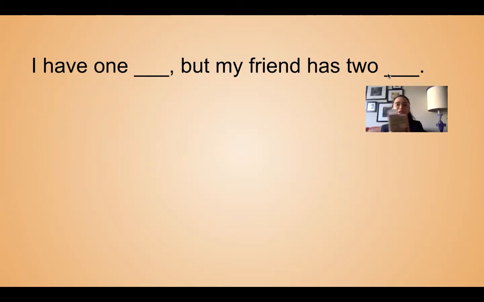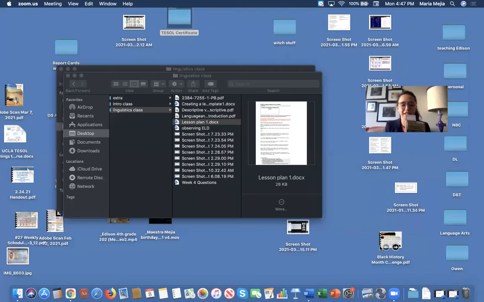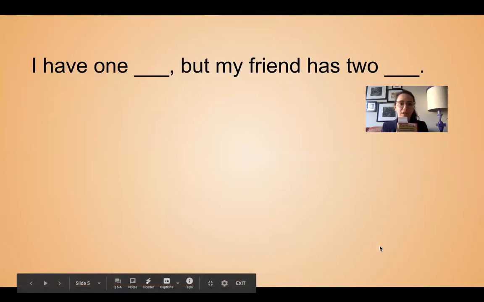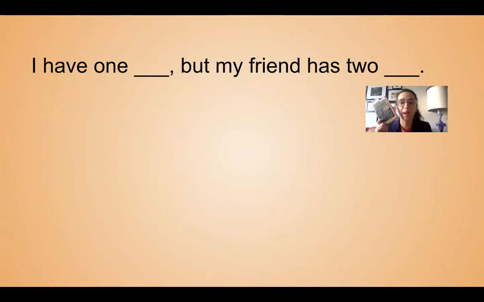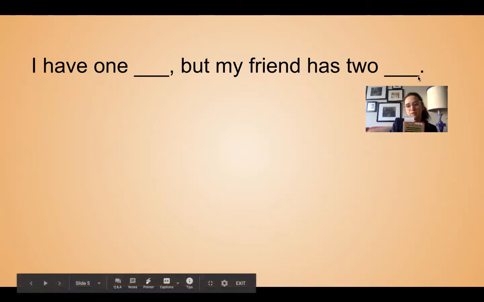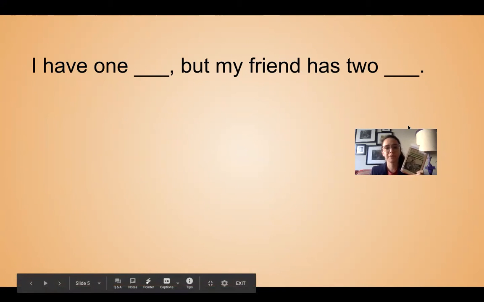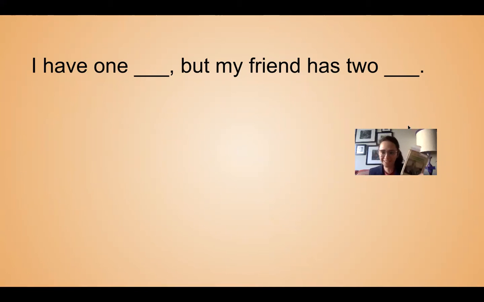Okay, now I want you to try it with the noun book. I'm going to share the sentence frame with you again, and I want you to try making the sentence using the noun book. I have one book, but my friend has two books. Good. I heard you say the S when you used the plural noun for books. Okay.